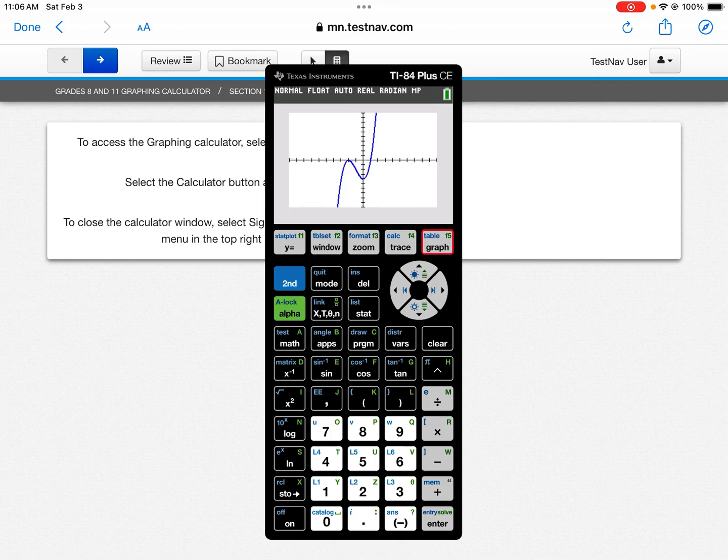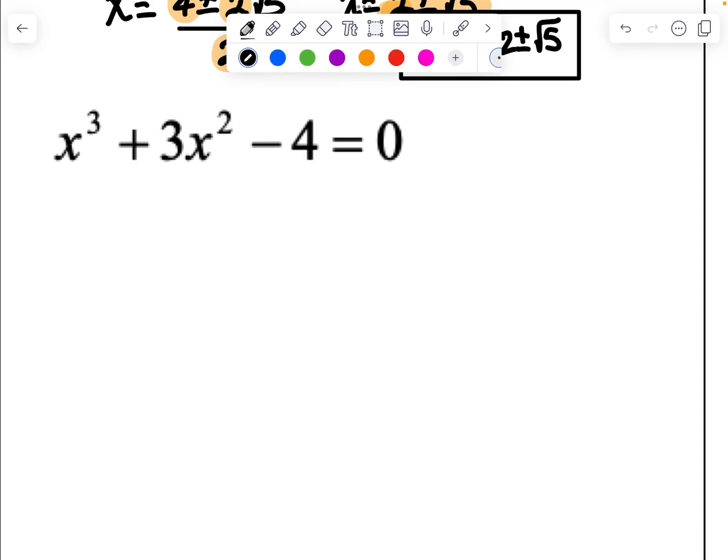Did it hit a 1? Oh, it hit at 1. -2 and 1. So we know 2 of the answers are -2 and 1. So we're going to use -2. 1, 3, 0, -4. If you're wondering where the 0 came from, remember, we got plus 0x right here.